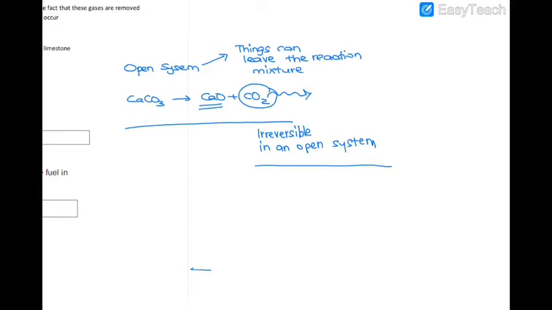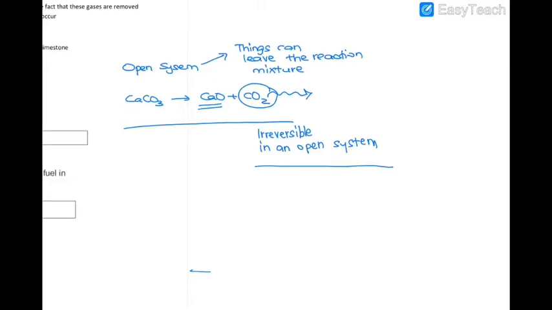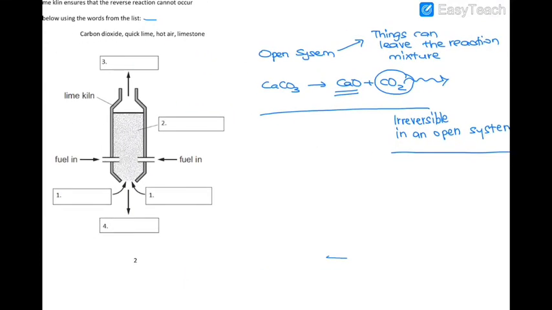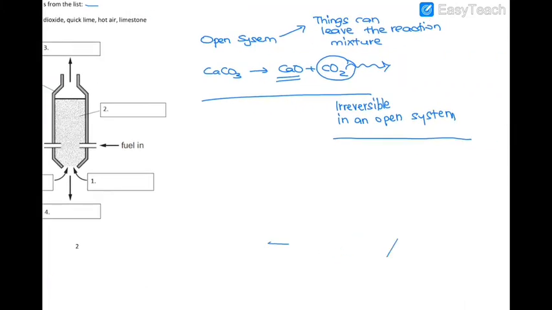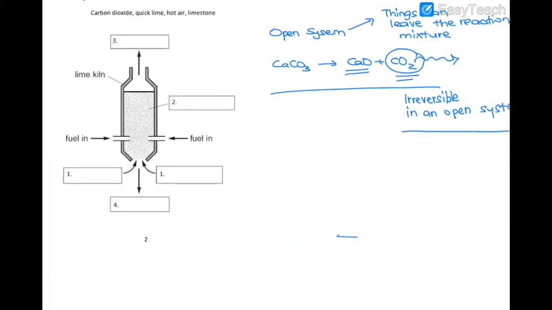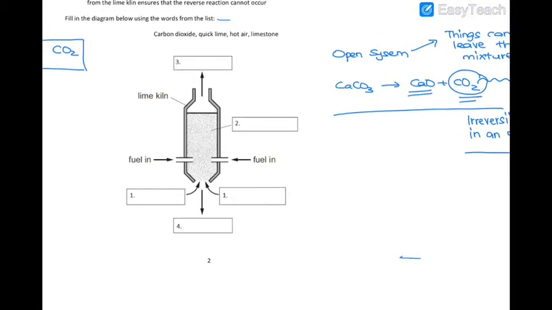So in an open system, this is the reaction that takes place, and this is what we want when we're making calcium oxide. We don't want it to combine and form calcium carbonate again. So when we manufacture calcium oxide in a lime kiln, we're going to ensure that this carbon dioxide can escape. So here you have a diagram of a lime kiln, and you have the carbon dioxide that is going to escape from the top. And in here, you're going to have limestone that is going to be heated.